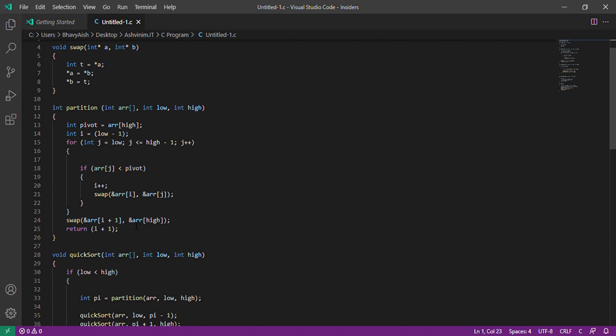Then next, the index of the smaller element. This index of the smaller element indicates the right position of the pivot found so far. Then next, if the current element is smaller than the pivot, then increment the index of the smaller element.